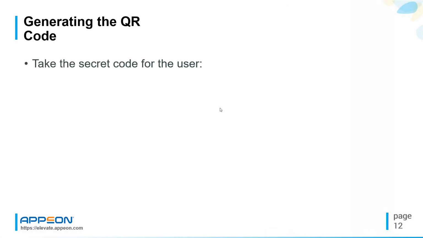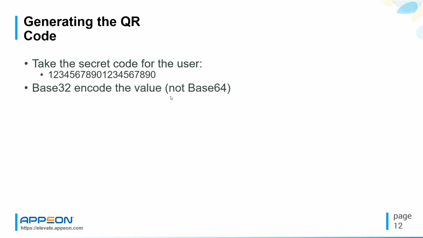So first of all, we have to generate a QR code. So we take the secret code for the user, and just to make this simple, I just took 1, 2, 3, 4, 5, 6, 7, 8, 9, 0 twice. You, I almost said base 64 encode, you base 32 encode the value.